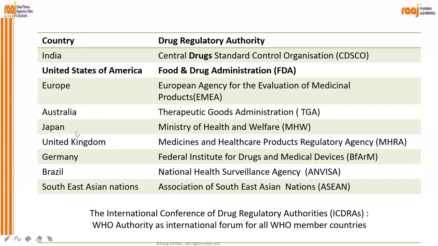Otherwise, a couple of countries use different names. In Europe, it is EMA, that is European Medicines Agency. Australia, it is Therapeutic Goods Administration, TGA. Japan, it is MHLW. UK, MHRA, that is the United Kingdom's Medicines and Healthcare Products Regulatory Agency. Germany, it is BfArM. Brazil, it is Anvisa. Southeast Asian nations, that is ASEAN. In this, there are 10 countries, right? Singapore, Malaysia, Thailand, Brunei, Laos, Cambodia, Vietnam, all those 10 countries fall under this Southeast Asian nations.